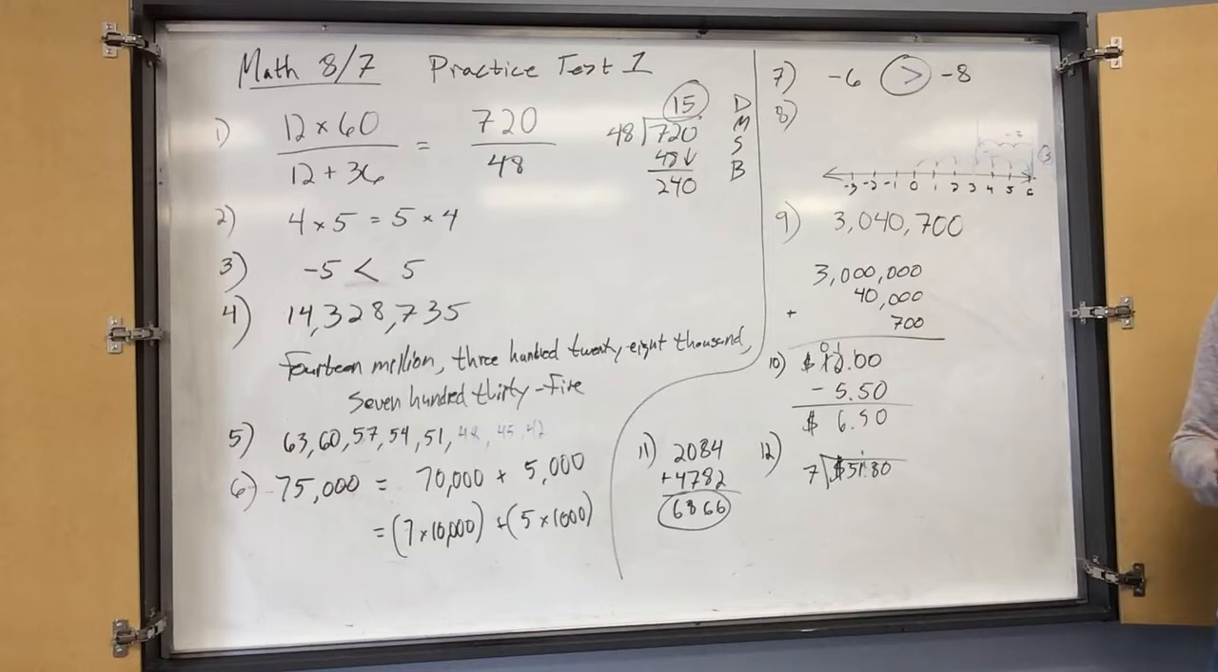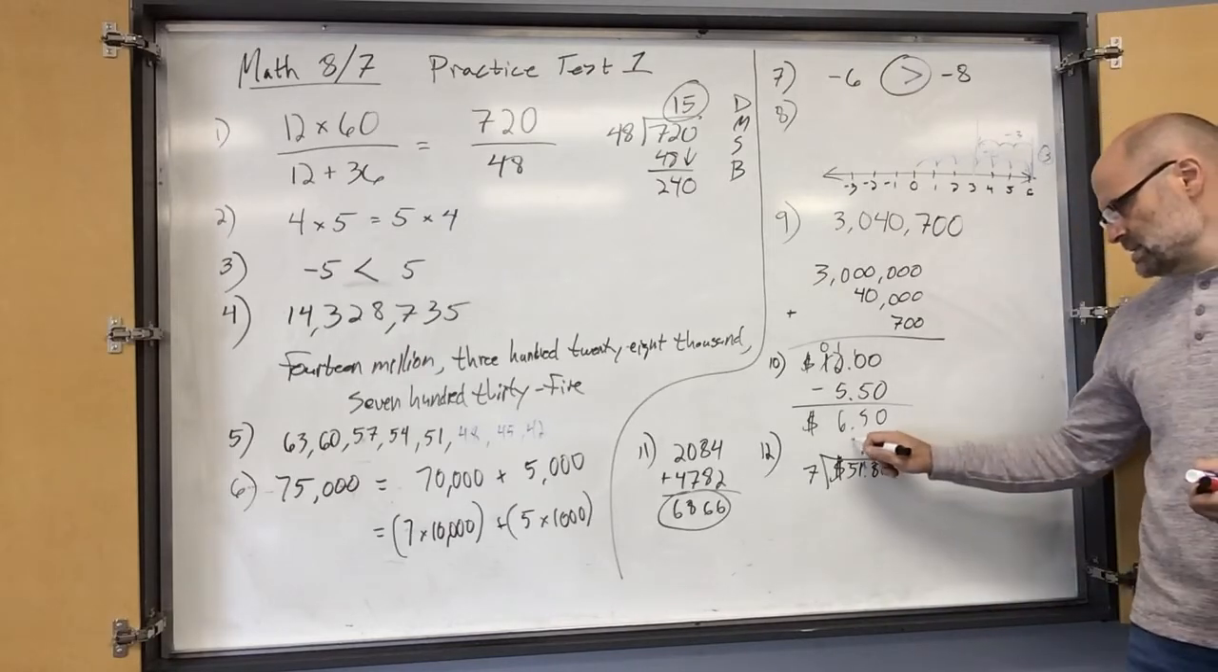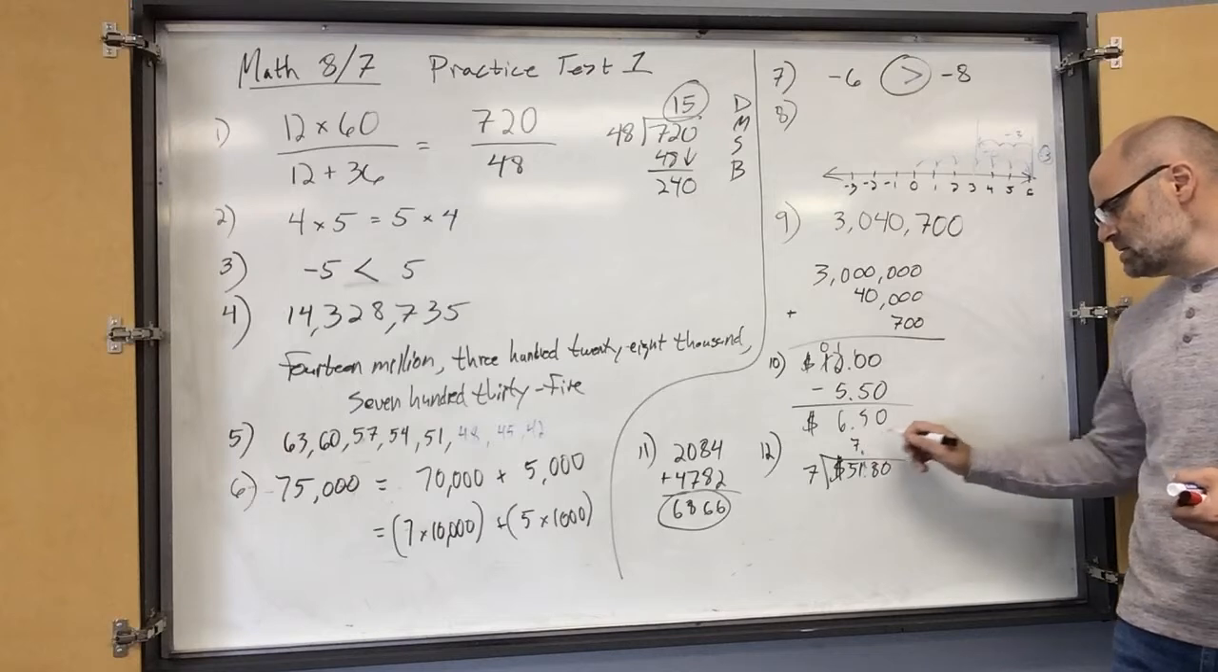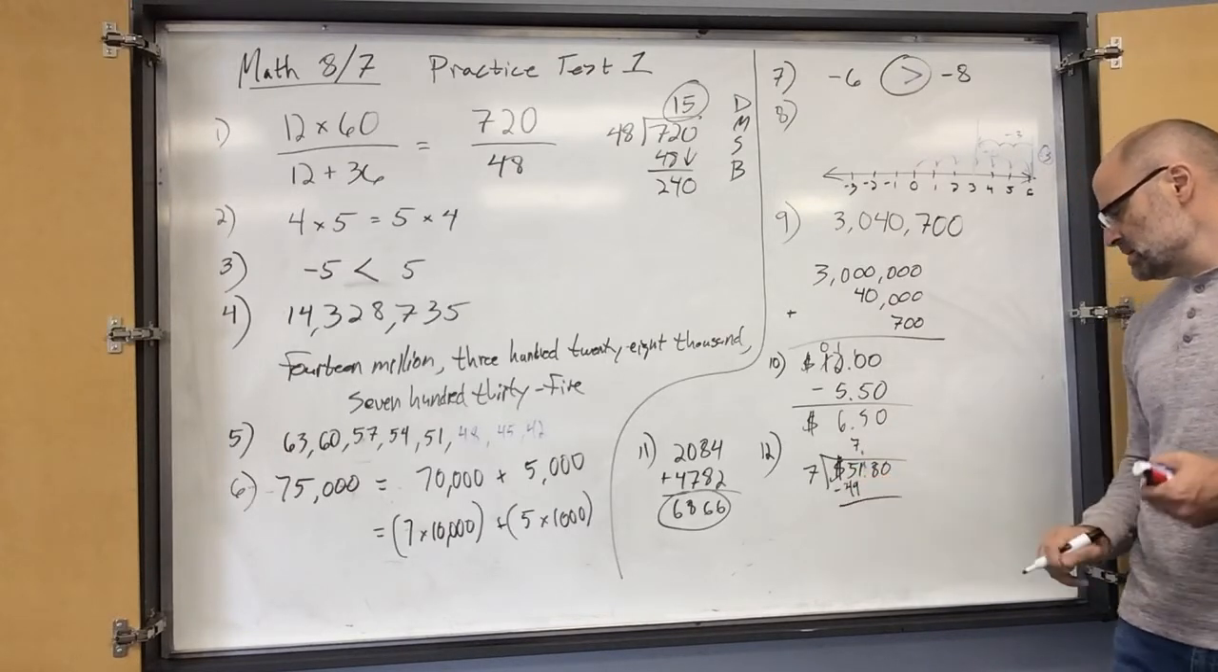Dirty monkeys smell bad. How many times does 7 go into 5? Nothing, so go on to the next digit. How many times does it go into 51? 7 times. Now, dirty monkeys, multiply. 7 times 7 is 49. Smell, subtract.